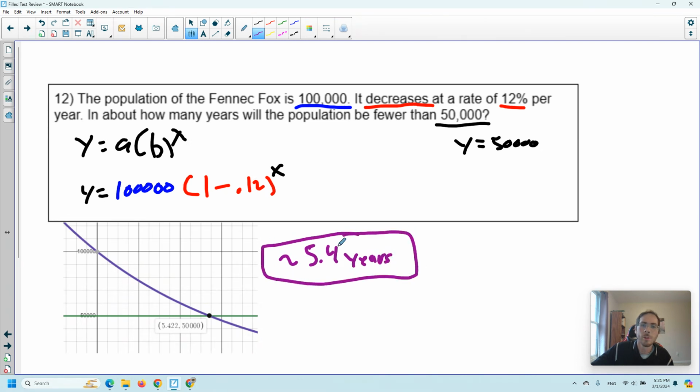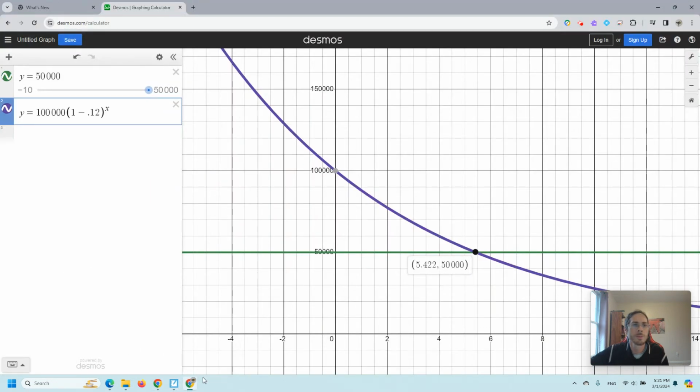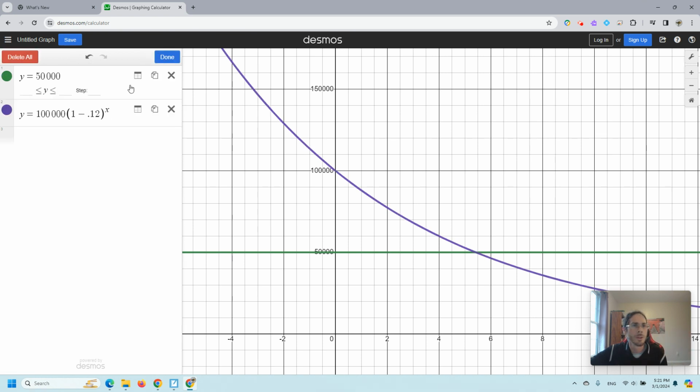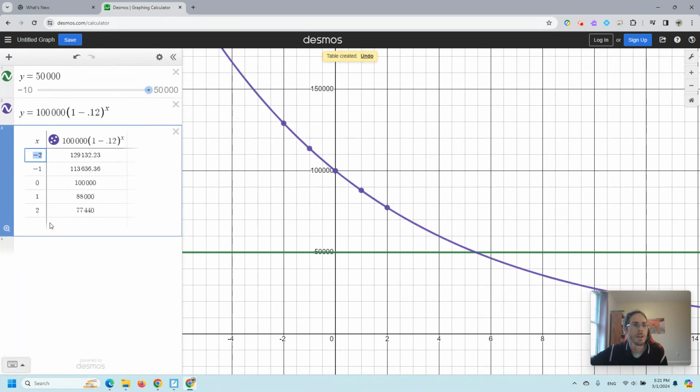Now again, a decimal number of years is fine. That seems pretty good. Our other option is, since we put it into Desmos, we could do like we did last time and make the table. So we could go with the gear and then make the little table. And then we see, all right, at 2, we're still above, so that doesn't count. At 3, we're still above, so that doesn't count. At 4, we're still above, so that doesn't count. At 5, we're still above, so that doesn't count. At 6, we've gotten under, so we know that it'll be between 5 and 6 years. And this way would also be correct.